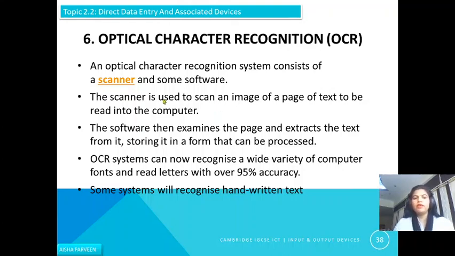But if you have a scanner with the OCR facility, it will convert it into the editable form, into the text form, so that you can process it using any word processing software. OCR systems can now recognize a wide variety of computer fonts and read letters with over 95% accuracy. Some systems also recognize handwritten text, so it will convert the scanned document into the text form so that you can edit it.